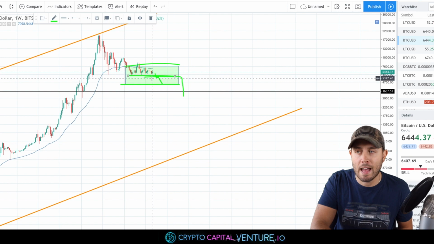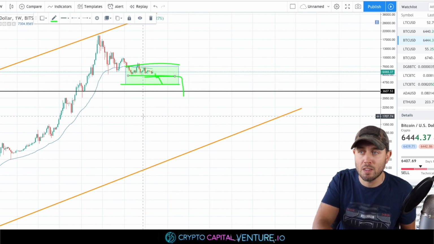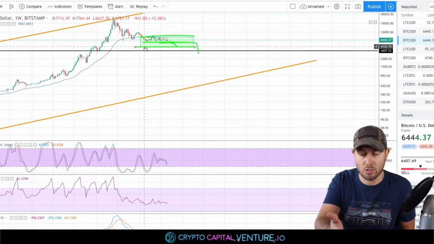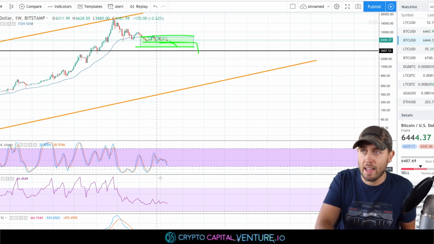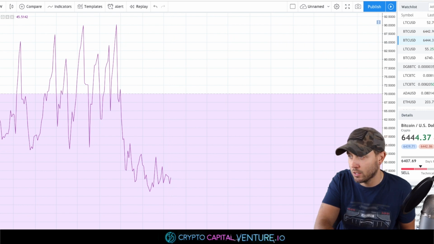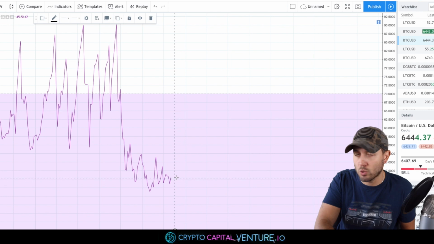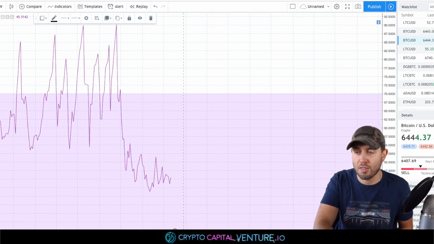Could we go lower? Absolutely. Could we even pull the type of scenario that happened in the bear market where we actually break below the 786, which in terms of where we are now would be below $4,400? Absolutely. And right now you can see, if we open up the RSI to talk about what that might look like, the RSI is at around 45. That oversold area is down here at 30.